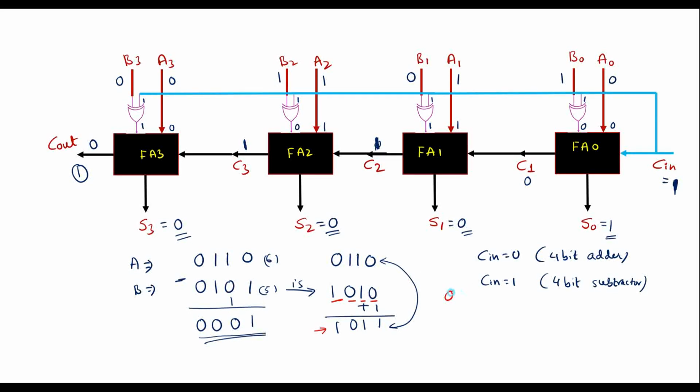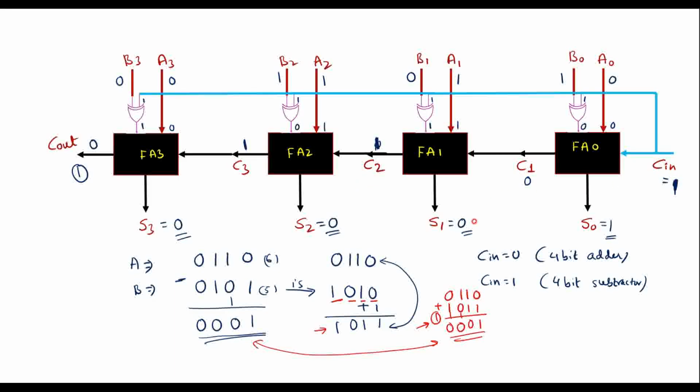That is 0, 1, 1, 0 added with 1, 1, 0, 1. Now let me add these two. 0 plus 1 is 1, 1 plus 1 is 0, carry 1, 1 plus 1 is 0, carry 1, 1 plus 1 is 0, carry 1. Ignore this carry. The result will be 0, 0, 0, 1, which is nothing but 0, 0, 0, 1. Both are the same. Thus, this circuit works perfectly as a 4-bit subtractor when Cin is equal to 1.